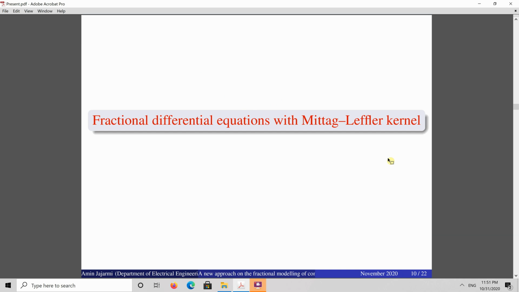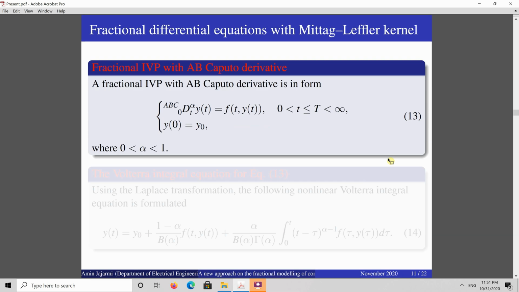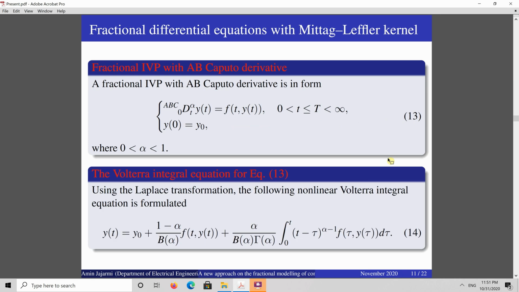In the following, we define fractional differential equations with Mittag-Leffler kernel. For this purpose, consider a fractional initial value problem with AB Caputo derivative as given by equation 13. Using the Laplace transform, we can convert equation 13 into a nonlinear Volterra integral equation as given by equation 14.